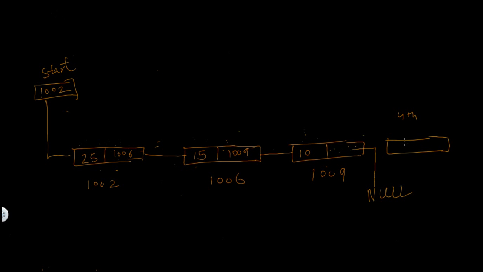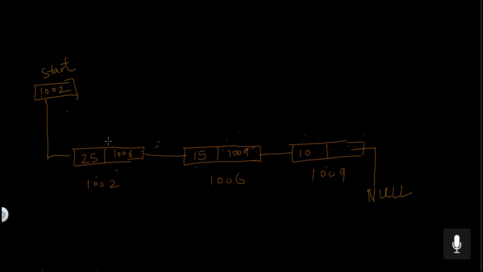node in this list, then first I will have to visit the first node, then the second node, then the third node, and then I will reach the fourth node. In the same way, if I want to access the second node of this list, then first I will have to visit the first node and then reach the second node.